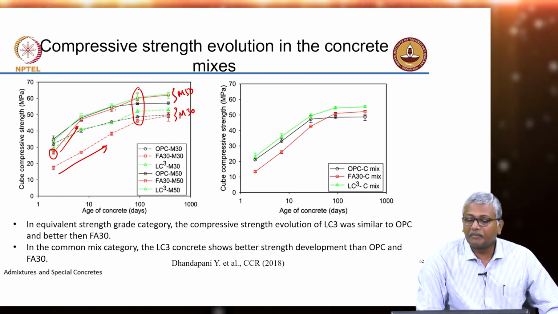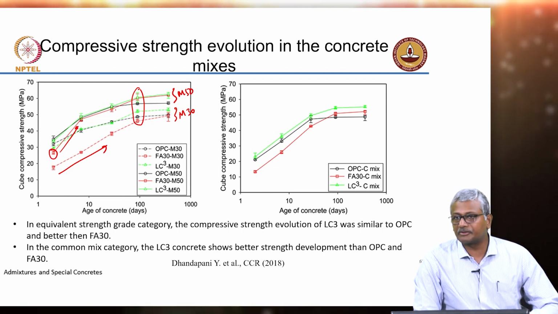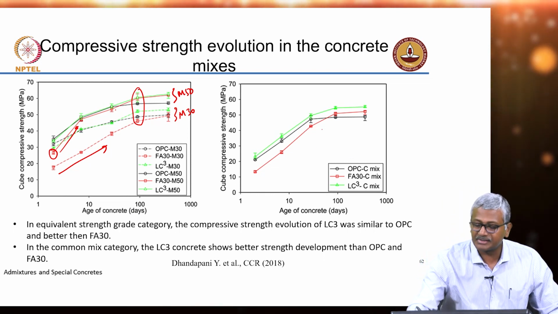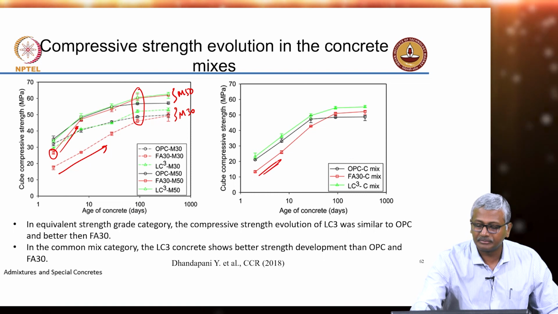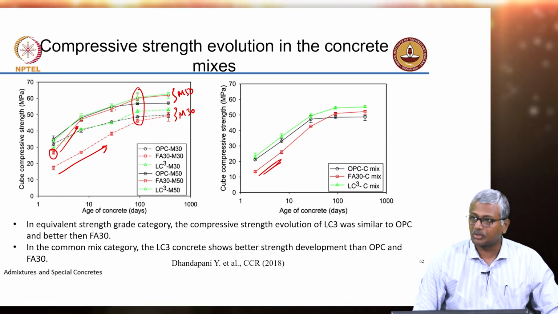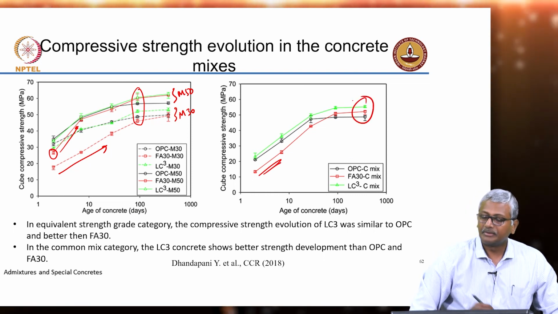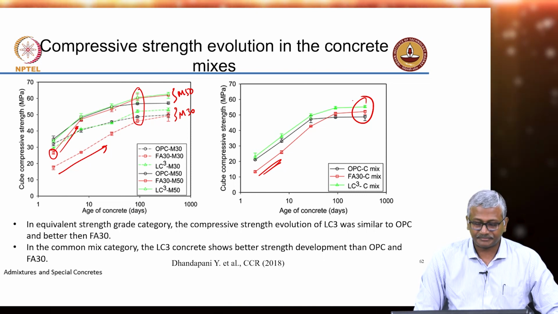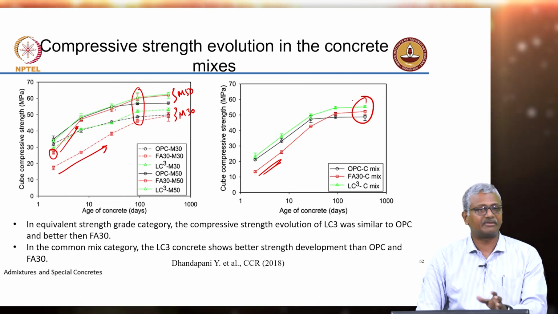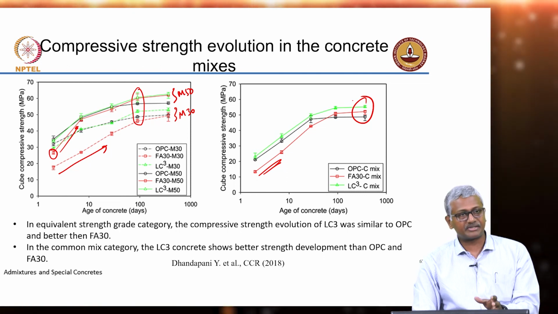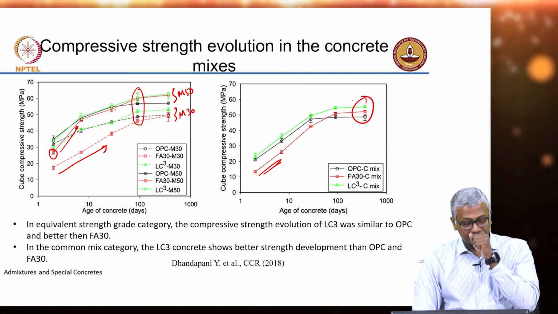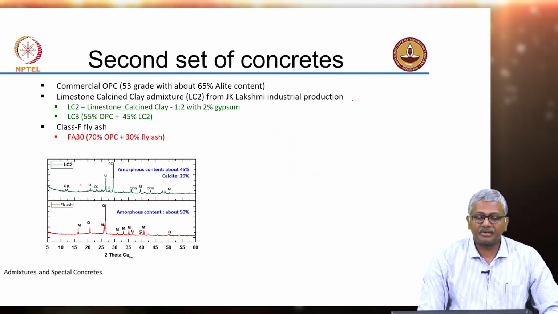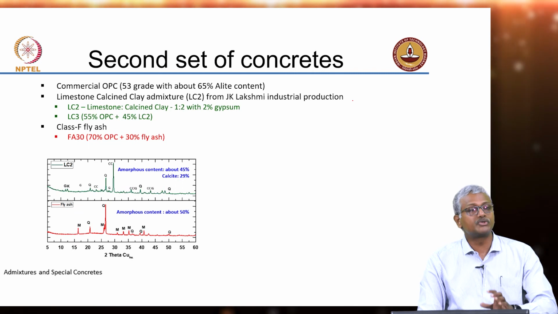Okay. When you compare the common mix, that means the mix with the same binder content and water binder ratio, as I said, there is some difference early on. As you can imagine, fly ash will be slower to react, but later all of the concretes are attaining nearby the same strength. Okay. So, there is definitely an early age strength benefit with LC3, which you do not see with fly ash systems.